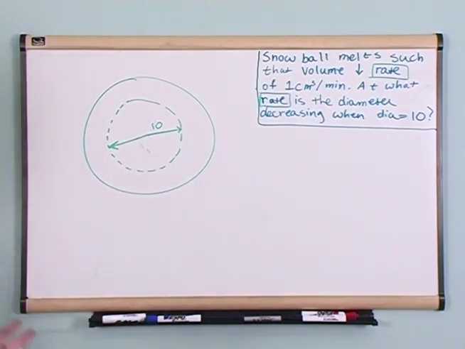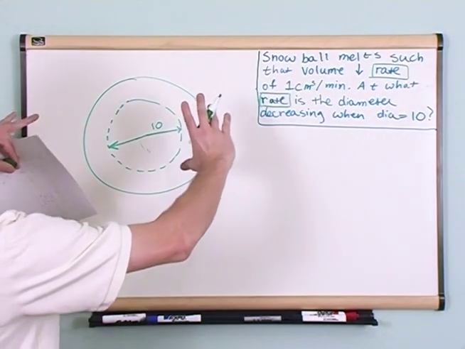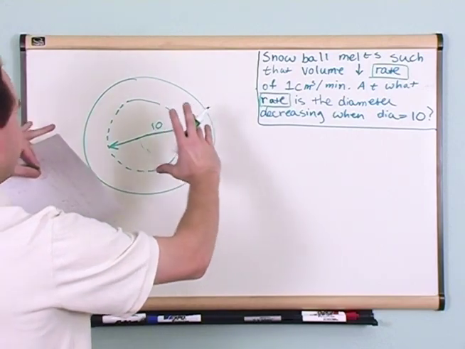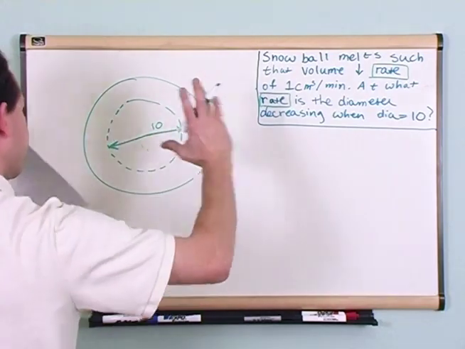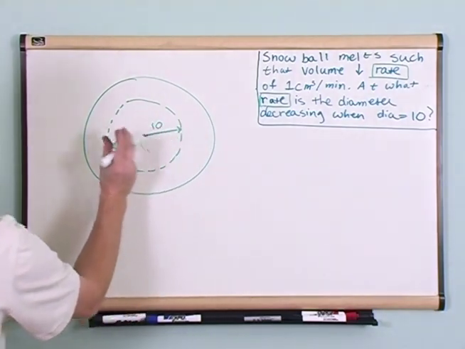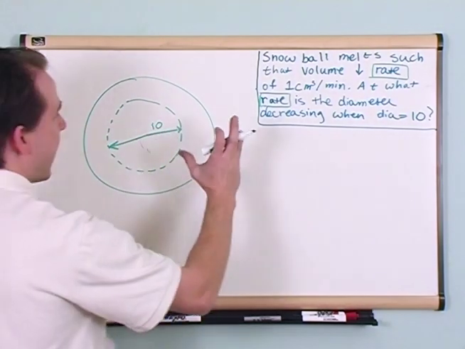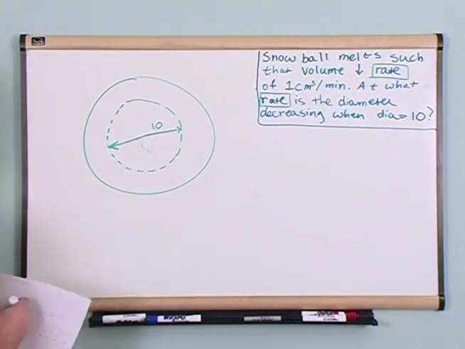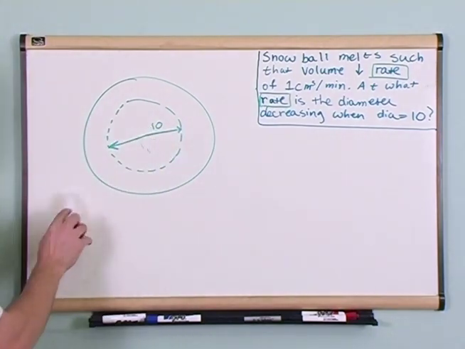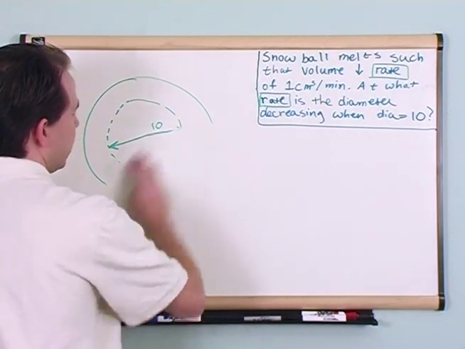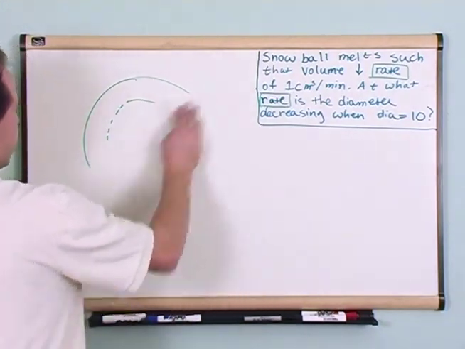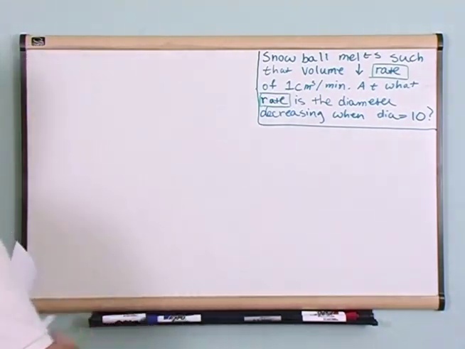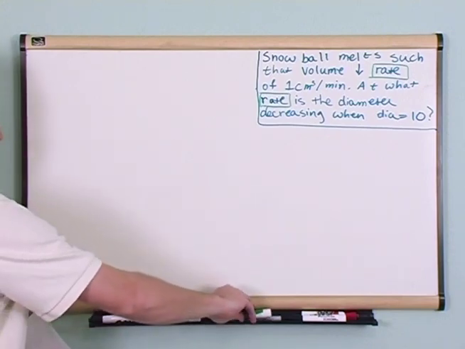What it wants to know is, as the snowball gets smaller and smaller, eventually it's going to get to 10 centimeters. At that point, when it gets to 10 centimeters, how fast is it shrinking? So they're asking you, how fast is it getting smaller when the diameter is equal to 10? It's kind of a tricky thing, and this is exactly why these problems can be difficult sometimes. But we're going to work it out methodically.